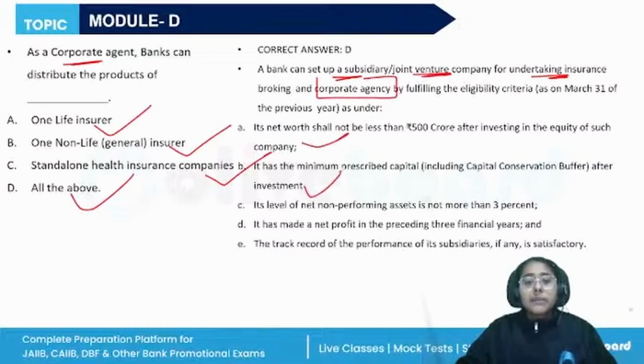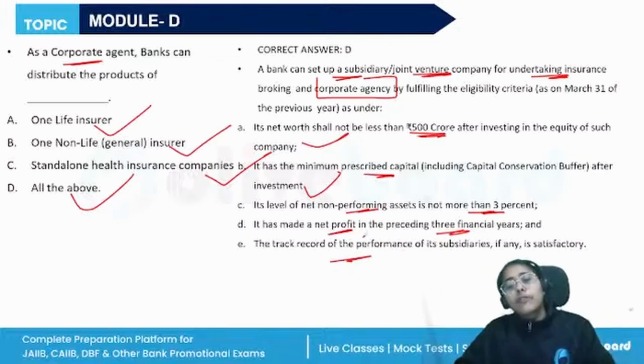But this is the eligibility criteria. Its net worth shall not be less than 500 crore. Its minimum prescribed capital should be there. Its level of NPA should not be more than 3%. It has made a net profit in the preceding 3 financial years, and the track record of performance of its subsidiaries should be satisfactory. All right. So the correct answer is option D.